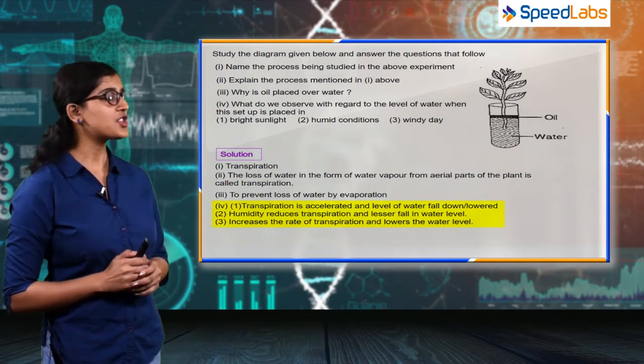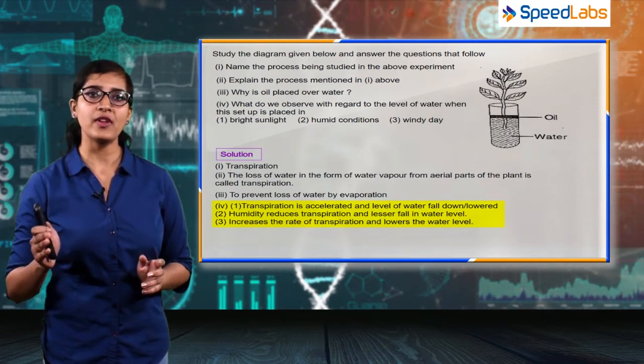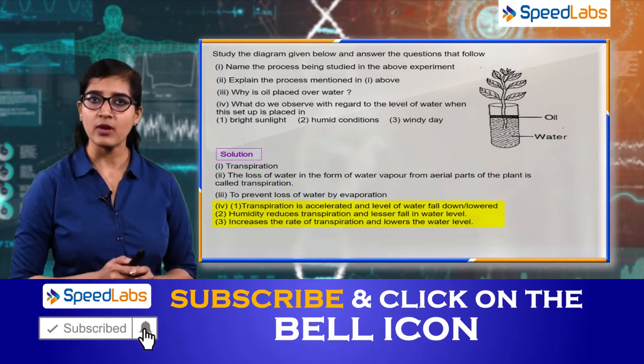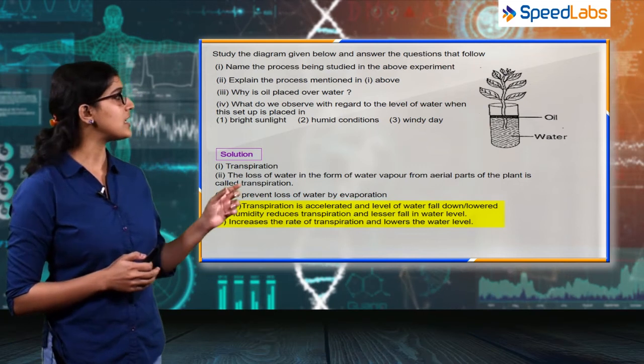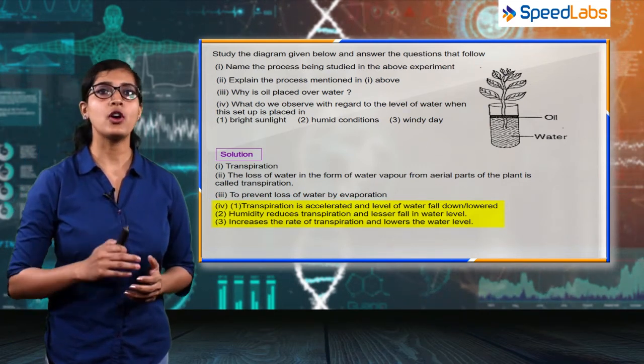Now the last condition is a windy day. So windy means with the help of air, it is continuously removing water vapor from the surface of your plant part and increasing the concentration gradient. So basically it will increase the rate of transpiration and your water level starts to fall at a higher rate.